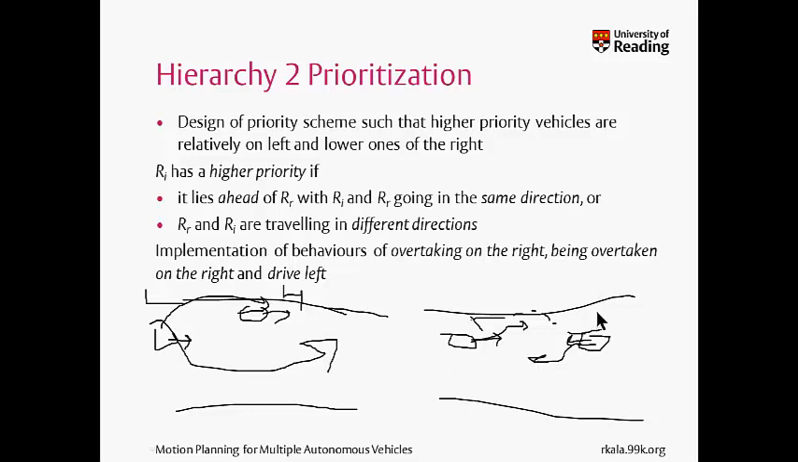So this is L. It lies towards the right. Remember, right is low priority and left is high priority as compared to this vehicle, this low priority vehicle. So these are the two prioritization schemes, and they help in implementation of the basic traffic laws.